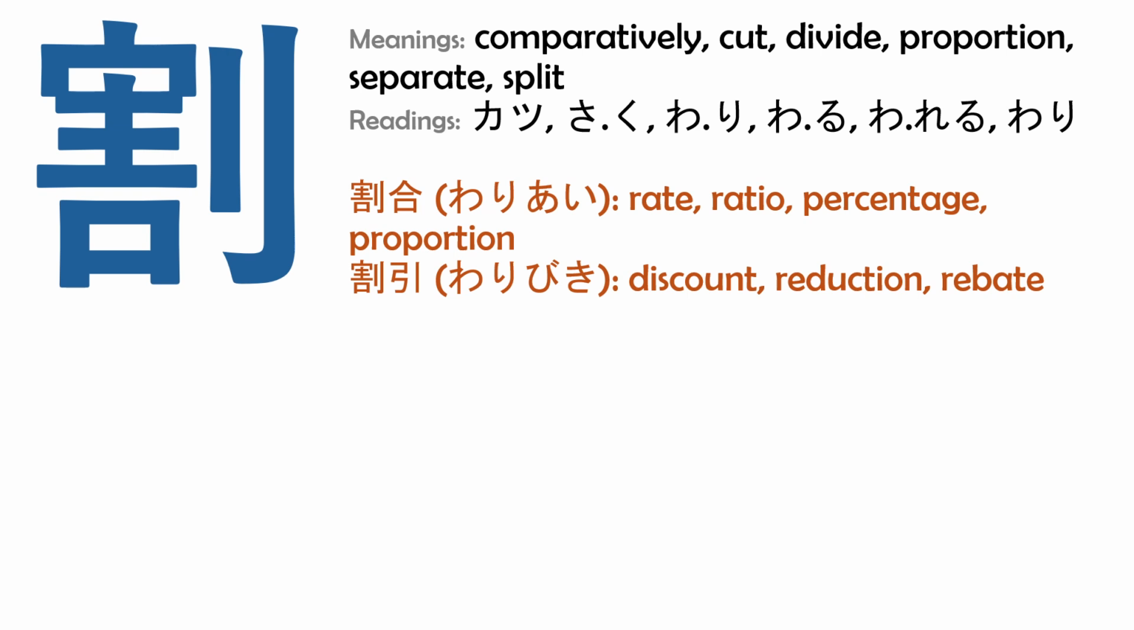In the word wariai, it brings the sense of dividing a whole into parts, so it means proportion. In the word waribiki, it carries the idea of cutting down a price, like dividing or reducing the cost.